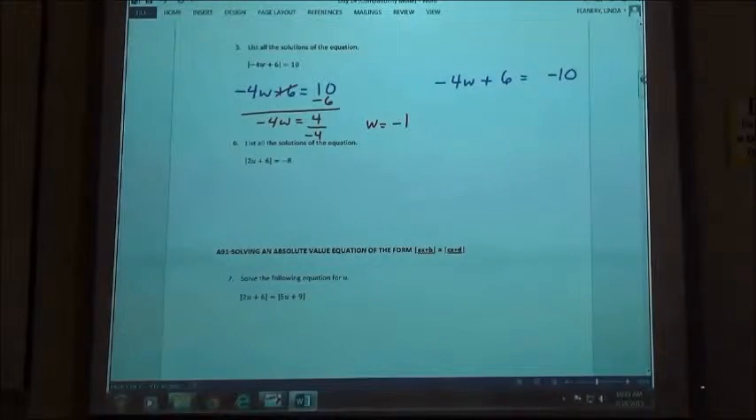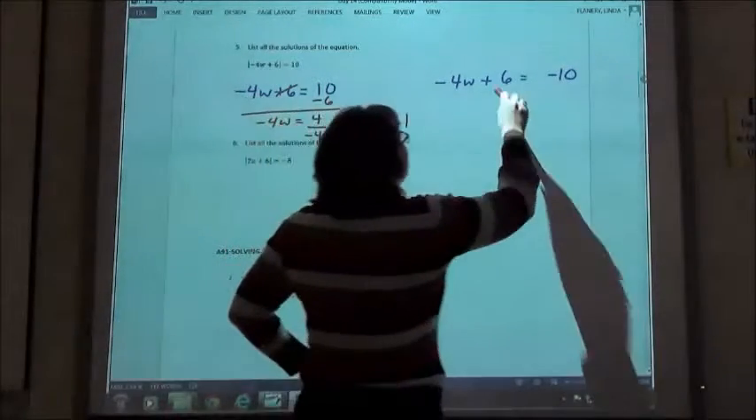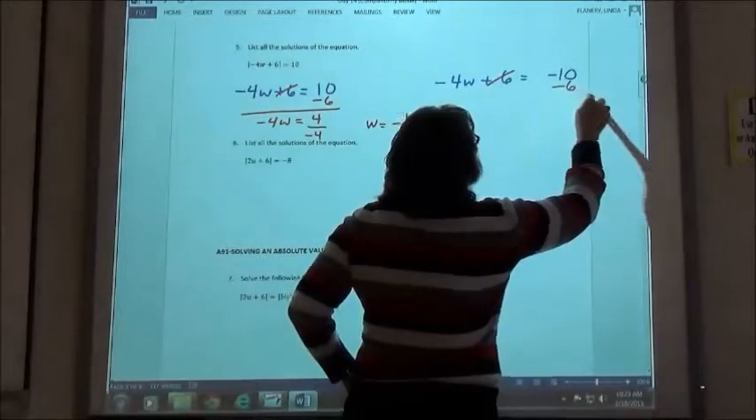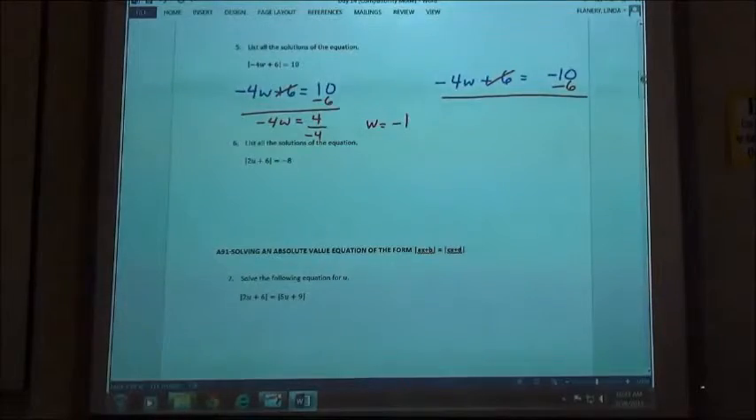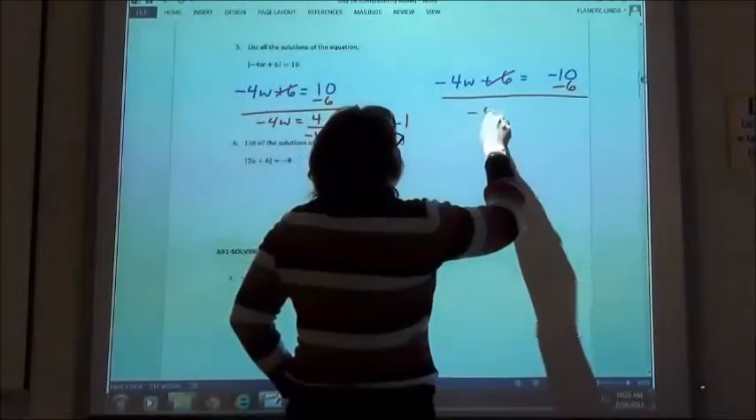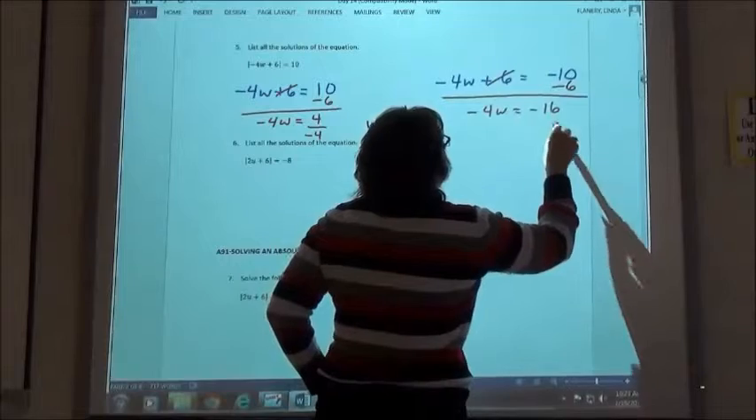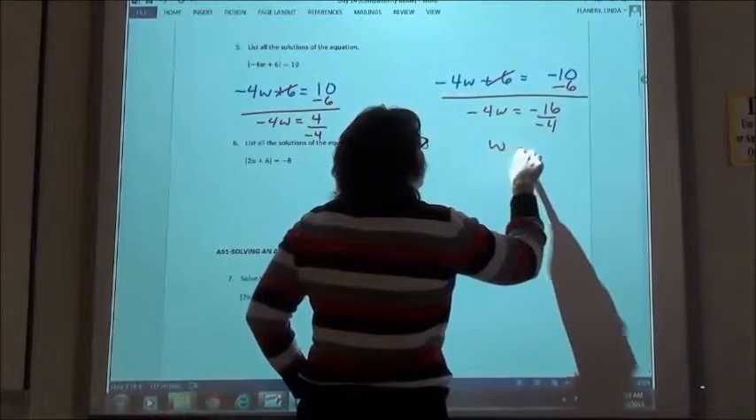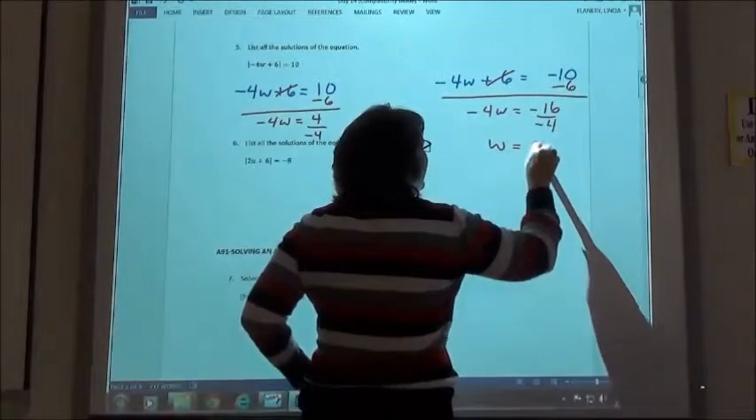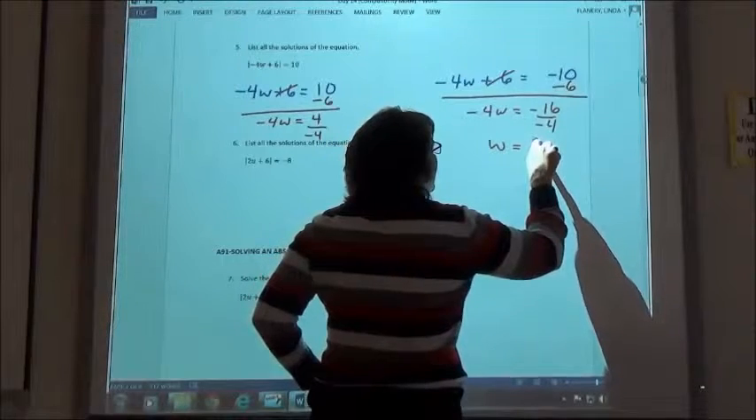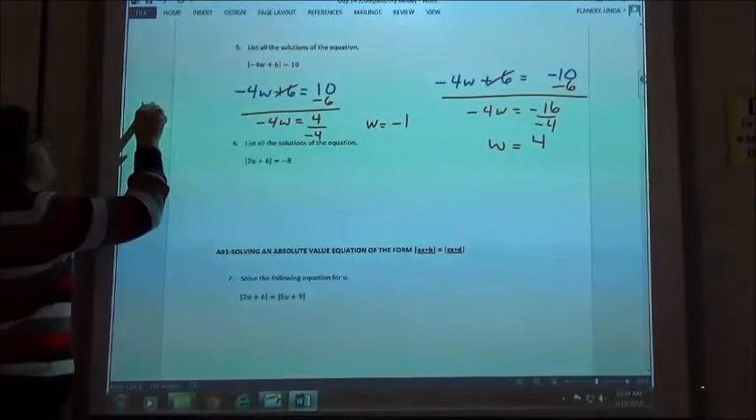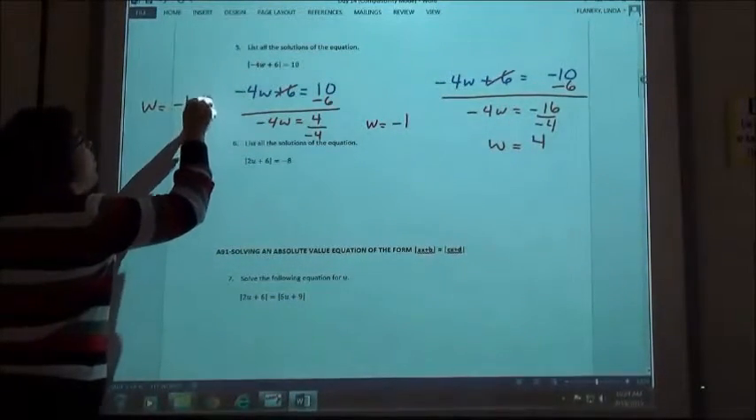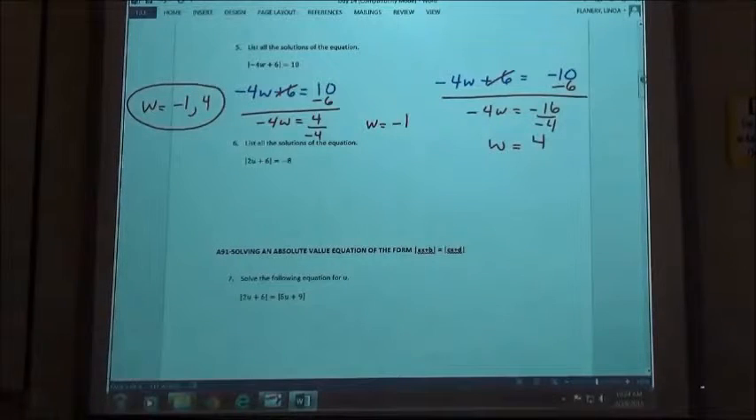Now we can solve the other one. Negative 4w equals 16. Divided by negative 4. This w is going to equal 4. So our answers, w could either equal negative 1 or 4, so you're just going to put them in with a comma and list the two answers.